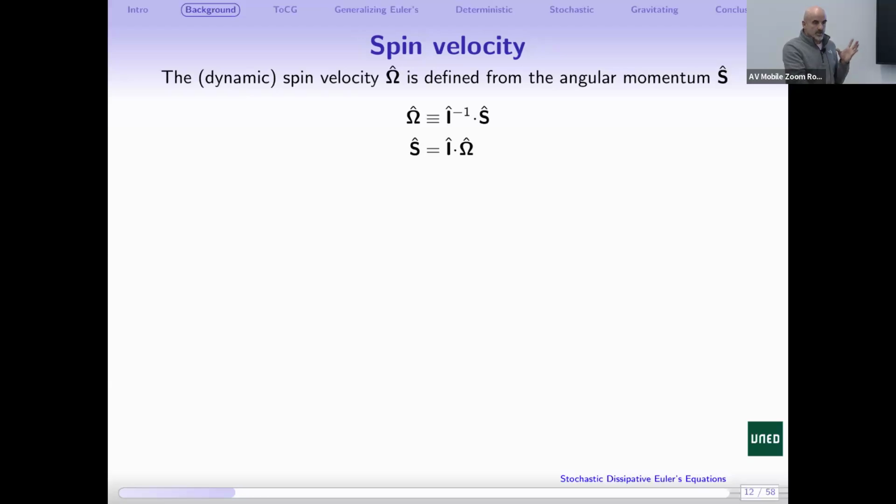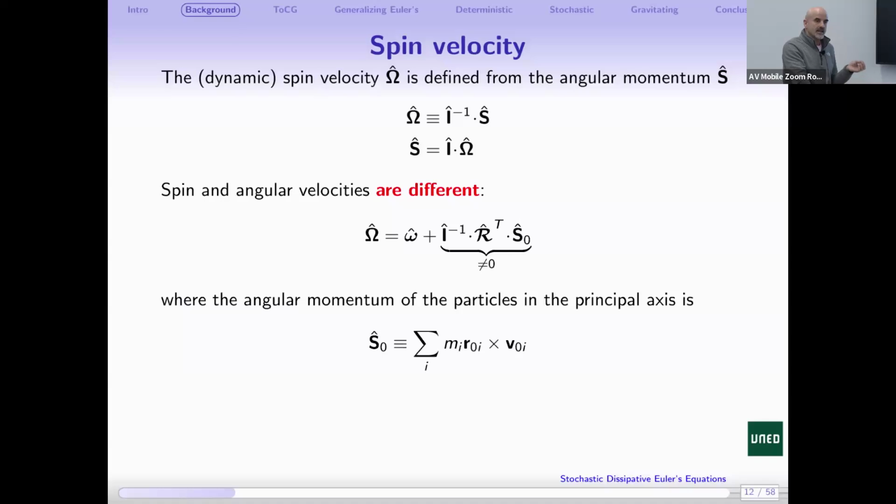Now, the important thing to retain, which I was not aware of before, is that the spin and angular velocities are different quantities. And in fact, you can relate both, this dynamic quantity and this kinematic quantity, with this equation that involves the angular momentum in the rest frame. So R0 is the position of the particle i in the rest frame. V0 is the velocity of the particle in the rest frame.